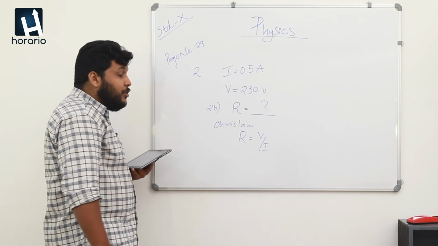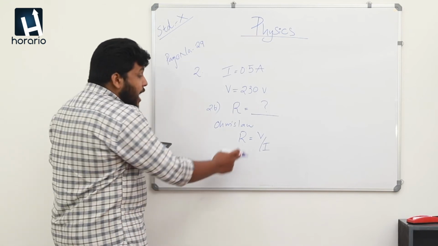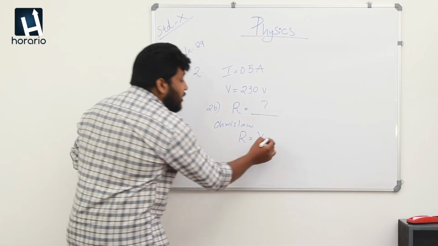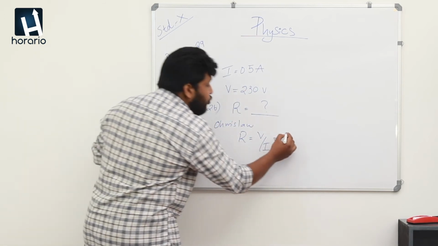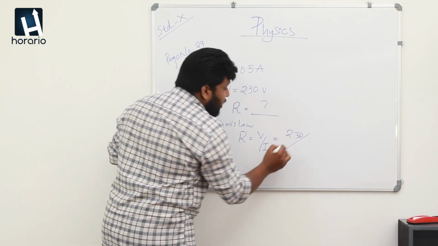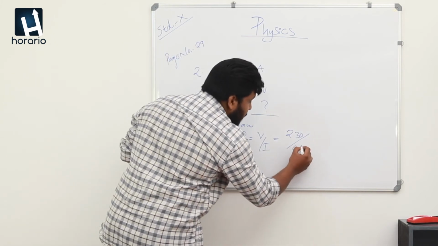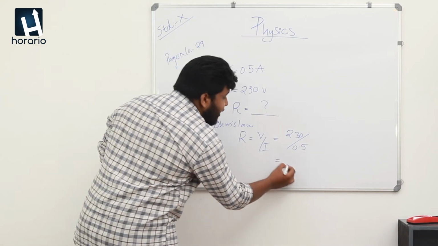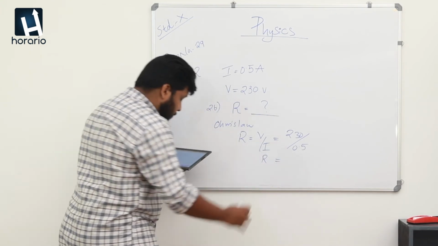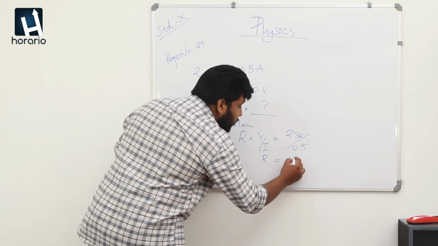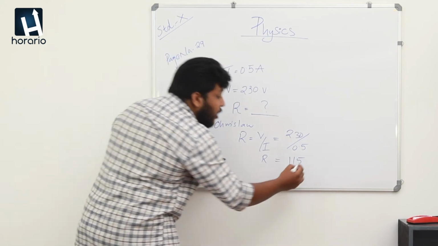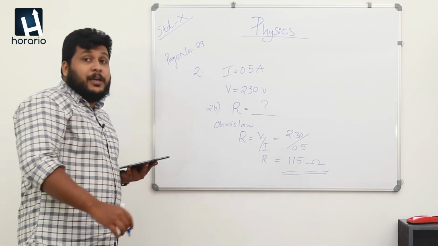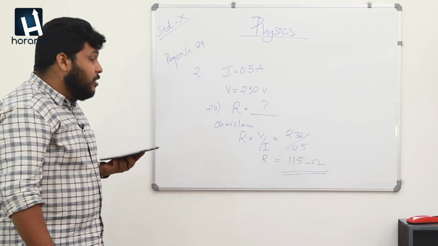R is equal to V by I. R is equal to V by I, and we want to find the R value with the help of voltage 230 divided by current 0.5. And what will be the answer? Resistance R will be 115 ohm. The resistance R will be 115 ohm.